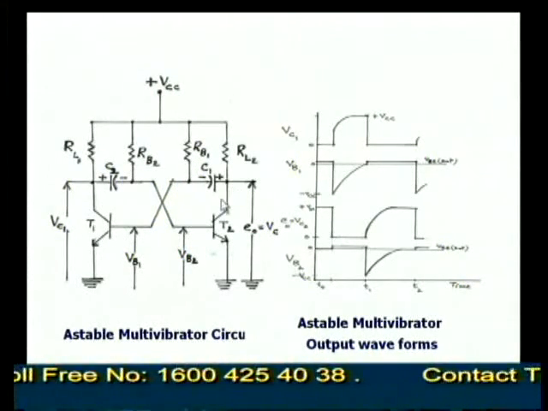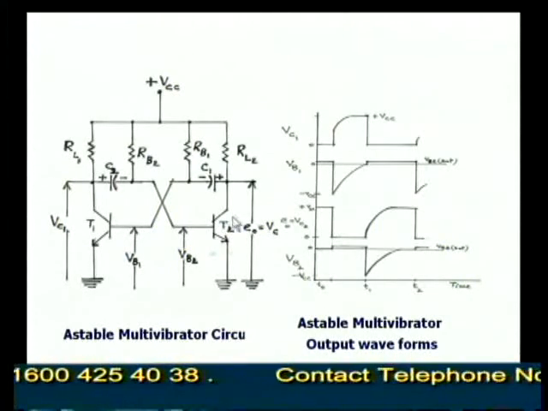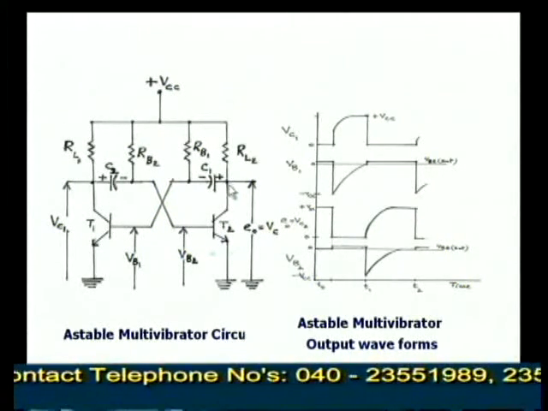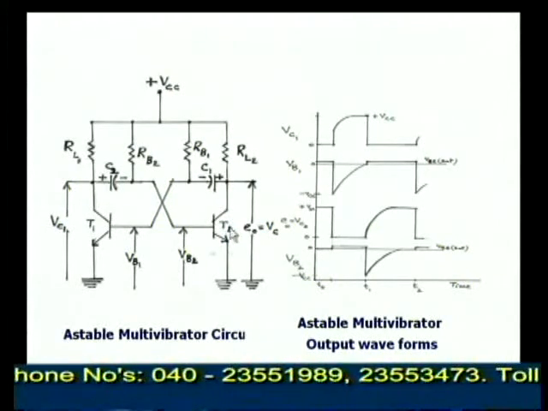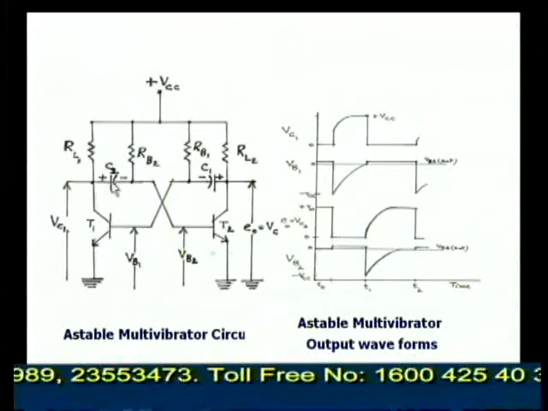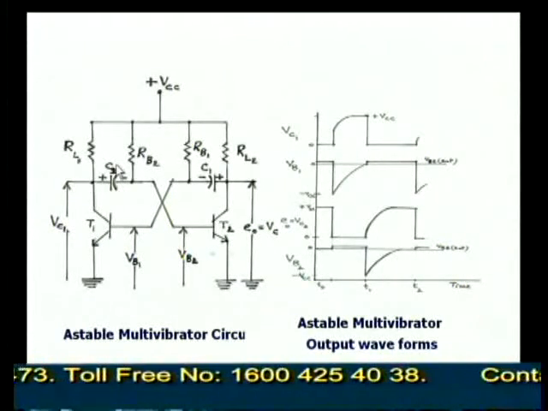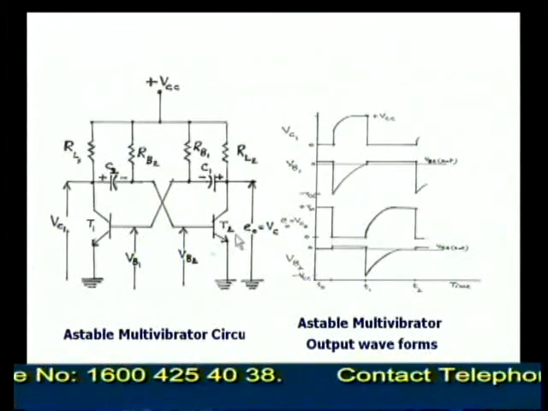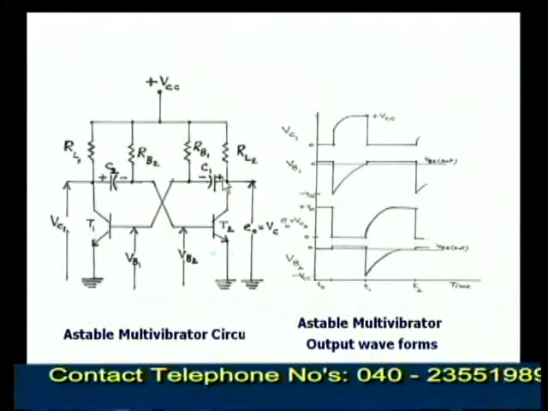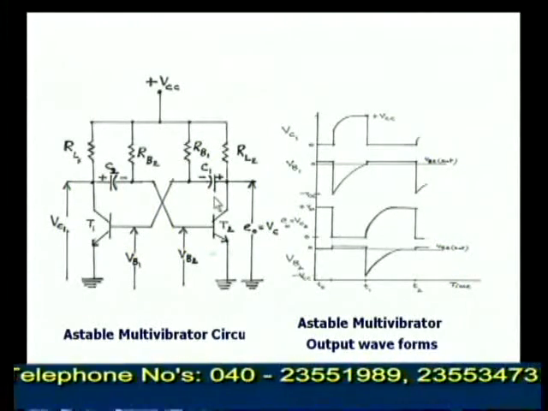So when transistor T2 is in off state, the capacitor C1 can charge with the voltage VCC available. So T1 will be off, and C2 is charged with this polarity towards VCC. When T2 is off, C1 can be charged to VCC with the polarity shown here.